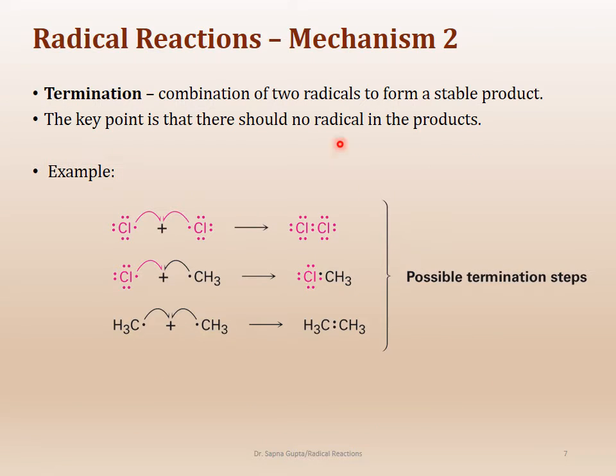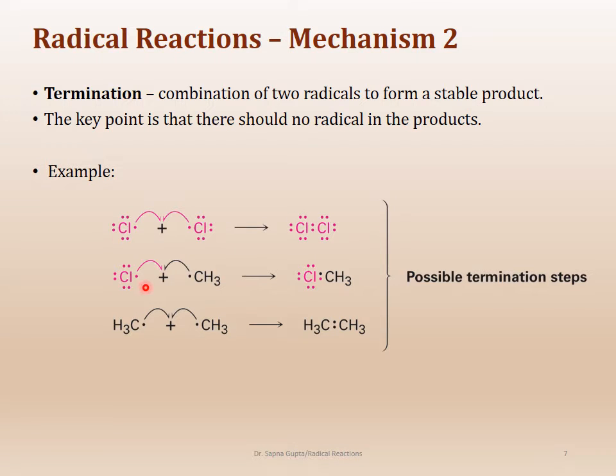And then finally, we have the termination. The termination is wherever you combine two radicals to form a stable product where there are no radicals. That's the key thing in termination: you should not have any radicals present. Since everything is happening in the same reaction system, anything is possible, which means that if there are two chlorine radicals around, then they can combine to form chlorine. This is more stable than the radical.